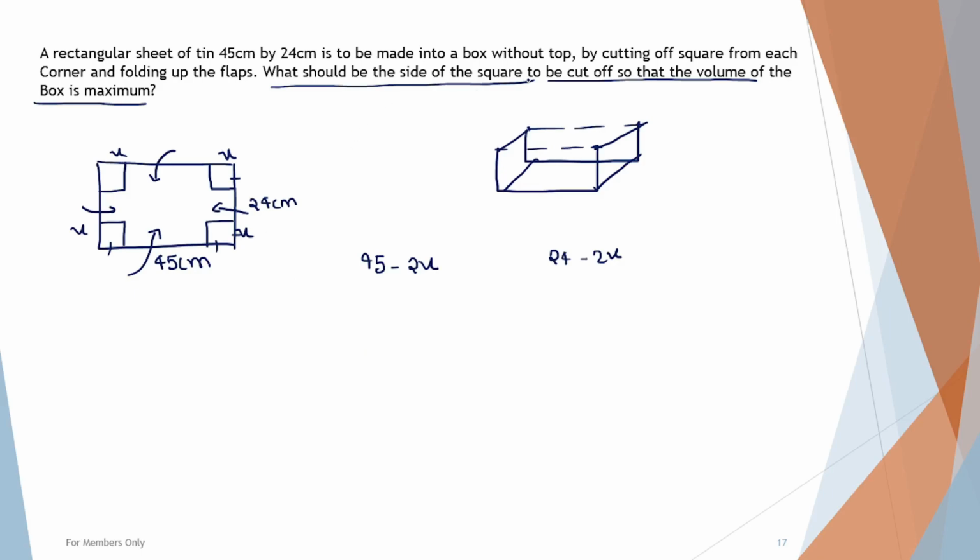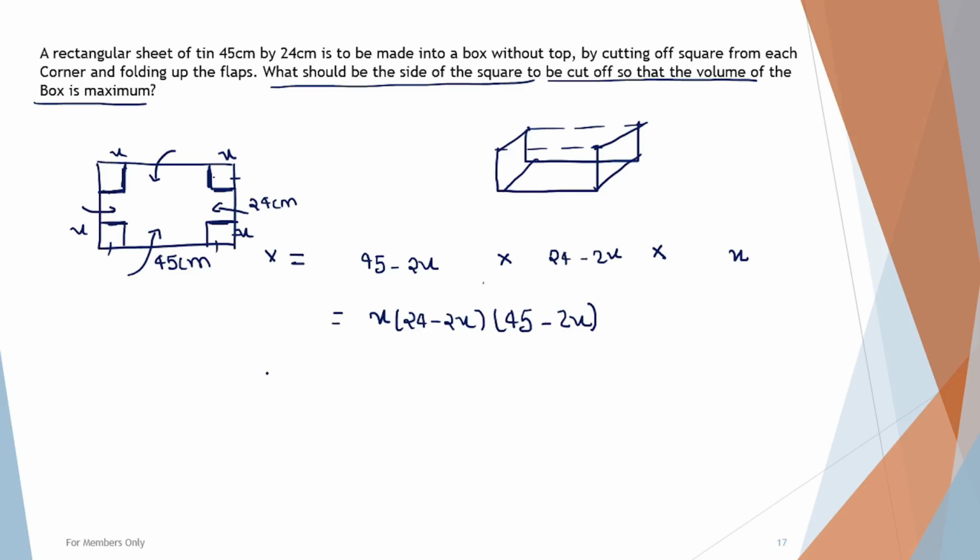So what should be the side of the square to be cut so that the volume of the box is maximum, and its height will be equal to x. This part will rise, also this part. So multiply it. Volume is equal to 45 minus 2x, 24 minus 2x times x. So it will be equal to x into 24 minus 2x and 45 minus 2x.